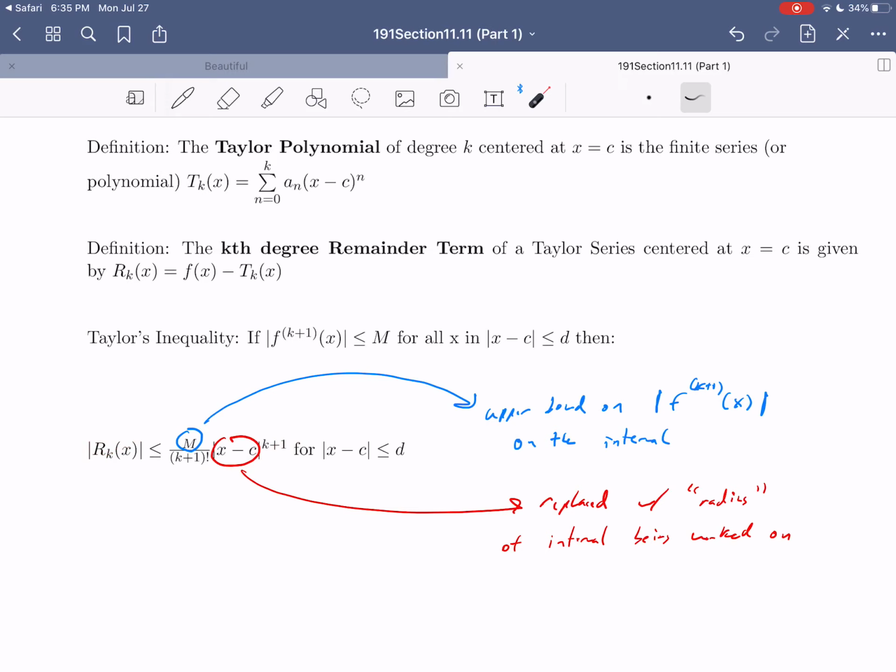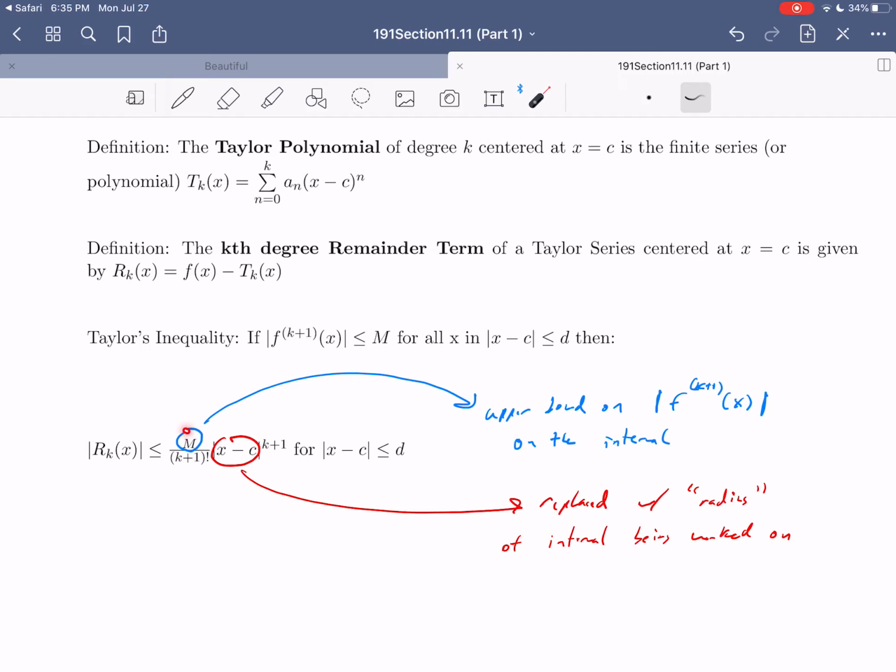But in practice, when we're actually using it, we're just going to simply say, well, we want to know the maximum error. So we'll take whatever the size of the interval is. We'll say that that's the maximum that x could be away from the center. So we'll use that to replace that x minus c.